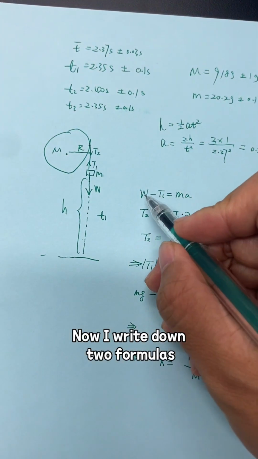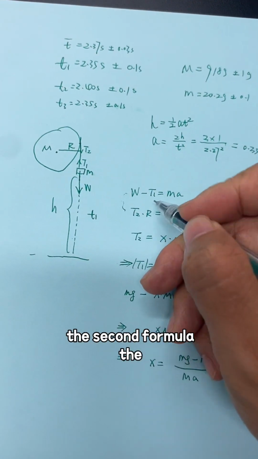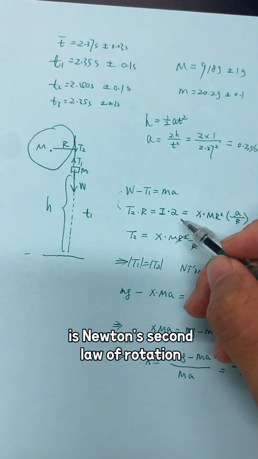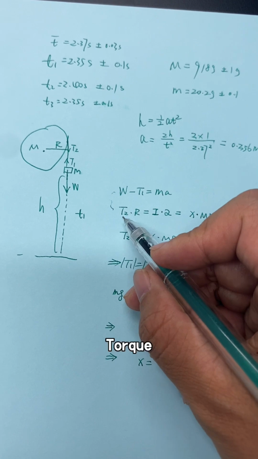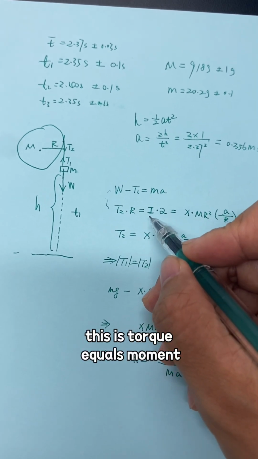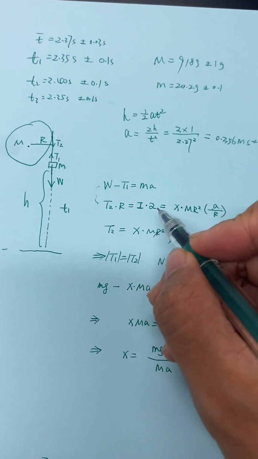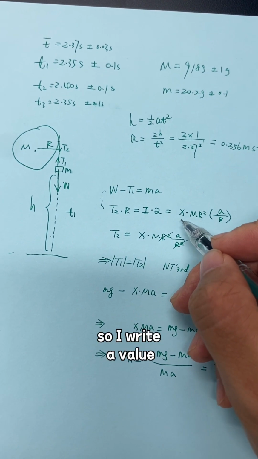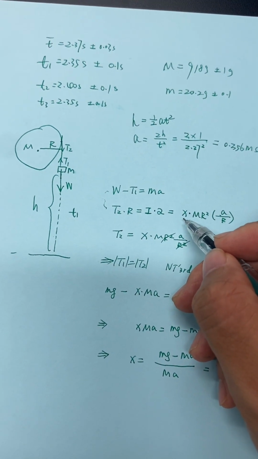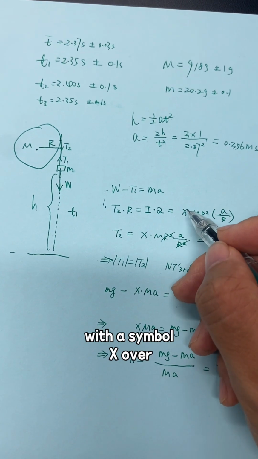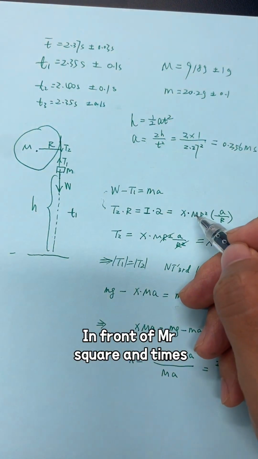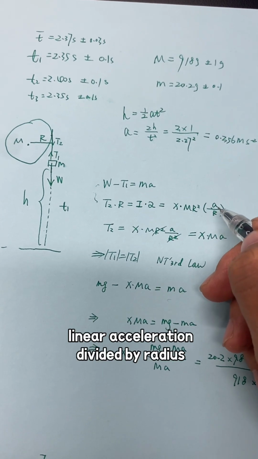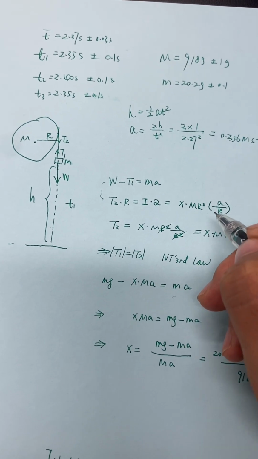Now I write down 2 formulas. This is the first formula, this is the second formula. The first formula is Newton's second law. The second formula is Newton's second law of rotation. So torque equals moment of inertia times angular acceleration. Now because the moment of inertia of the wheel is unknown, I write a value with a symbol x in front of m r squared, and times linear acceleration divided by radius r.